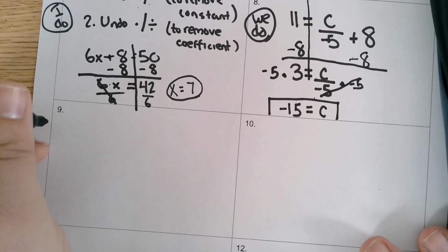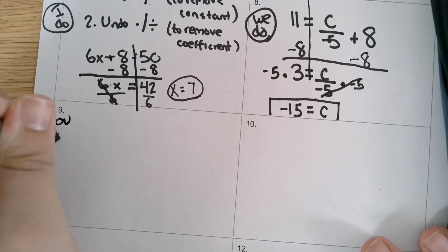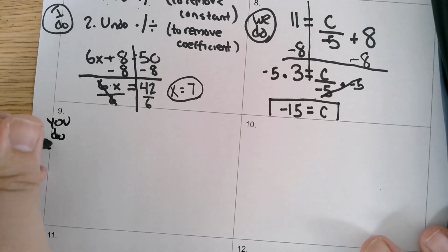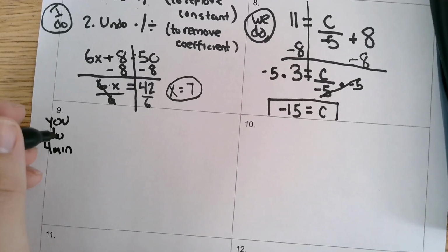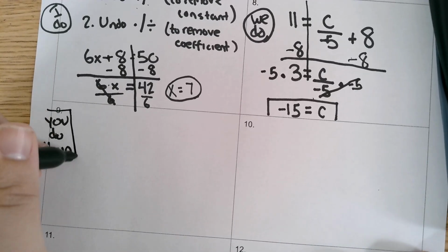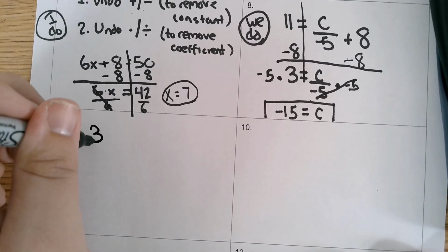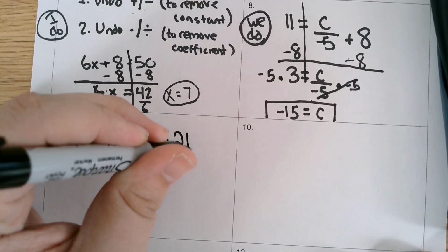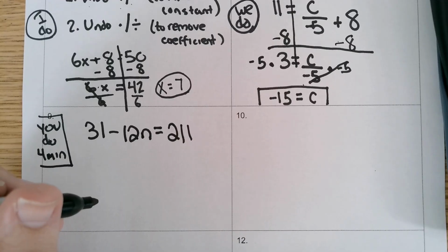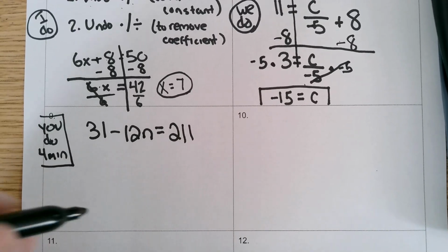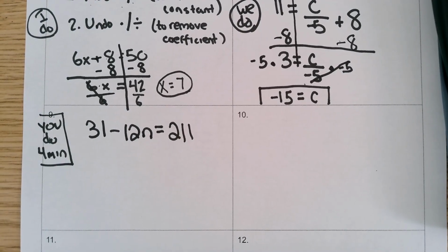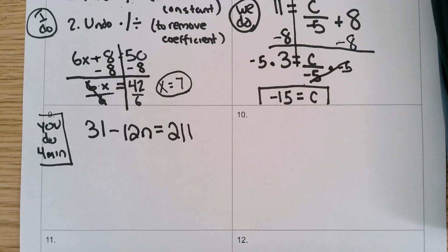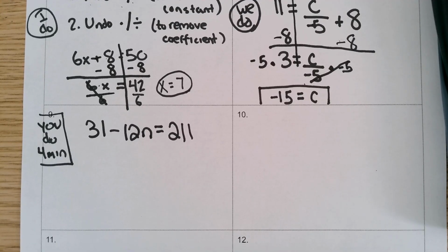Finally, for 2-step equations, we just did the you do together. I gave you 4 minutes. Okay. To do 31 minus 12n equals 211. So, if you're following along, go ahead and pause the video. Give yourself 4 minutes and try to work this one out.